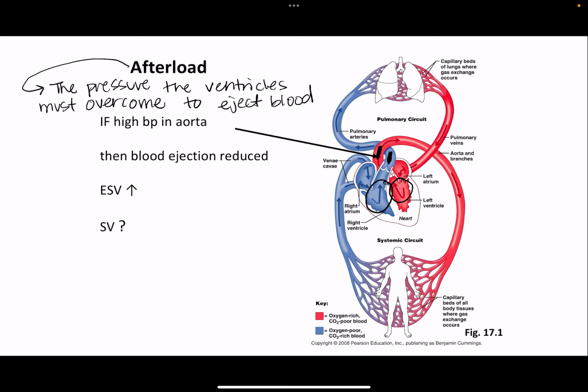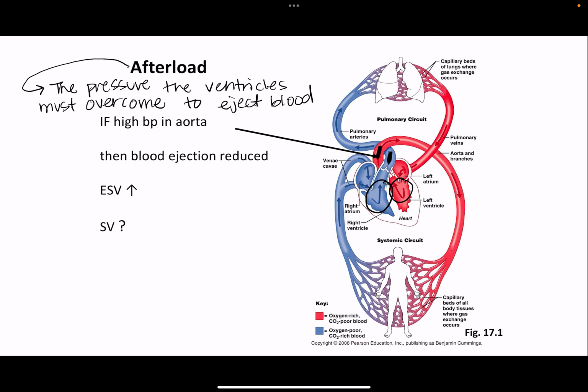Okay, so if our aorta has a high blood pressure, our ventricles have to contract more and build up more pressure in order to eject the blood, to overcome that pressure. Does that make sense? So if blood pressure is high in the aorta and the heart has to work harder, it's going to be able to eject less blood. It's not going to be able to eject as much blood as if you didn't have hypertension, right? Because it's going to take more time to build up enough pressure to eject the blood. Now you have less time to eject that blood.